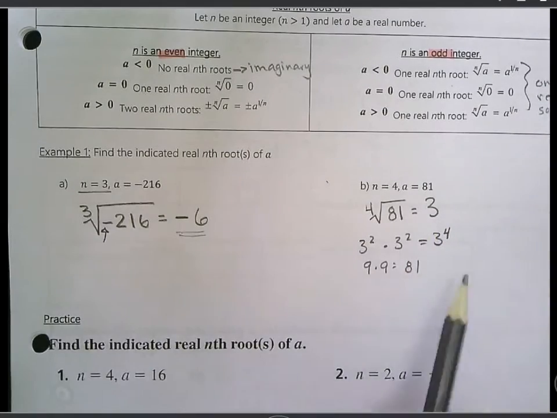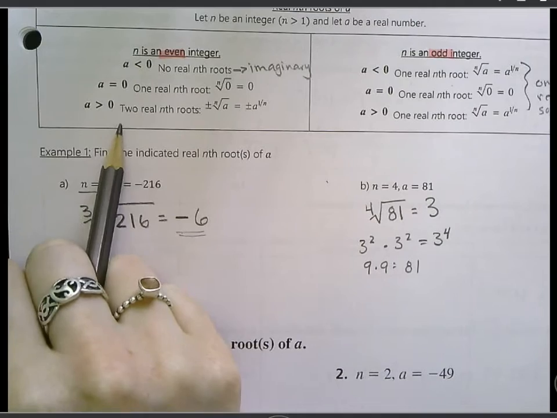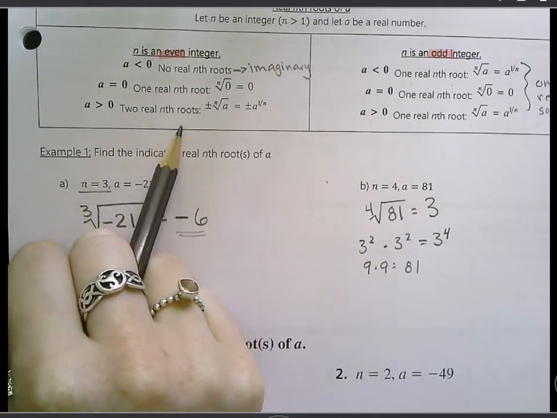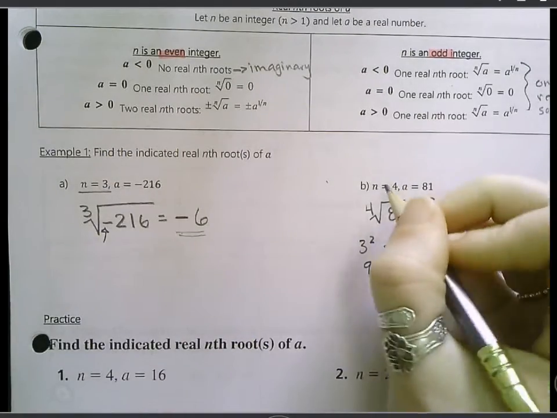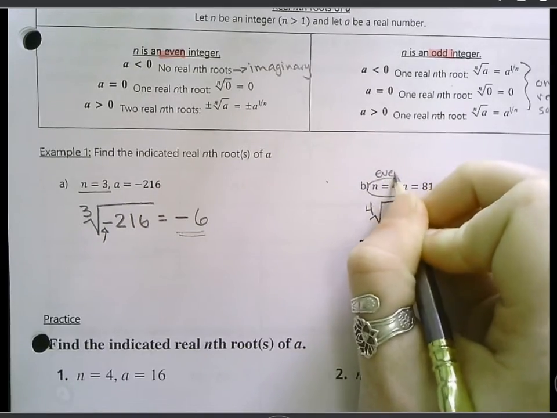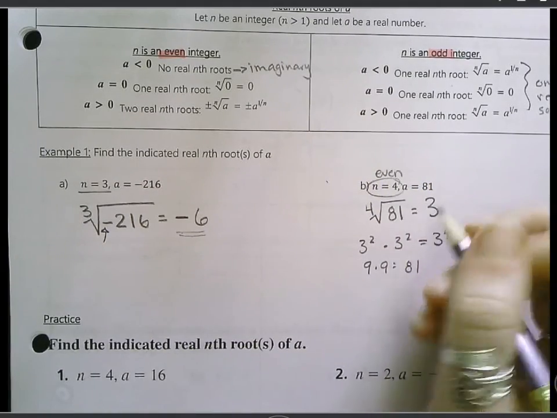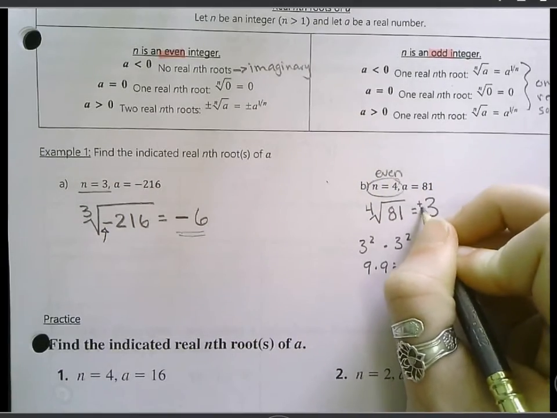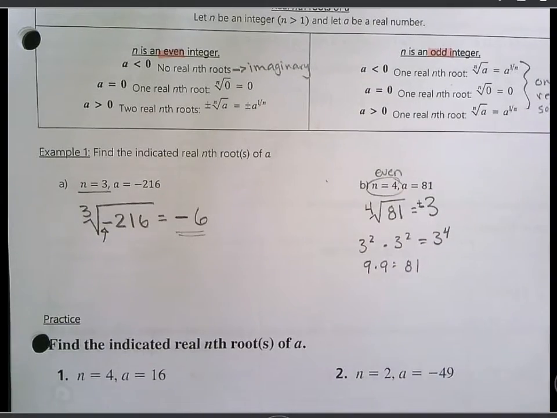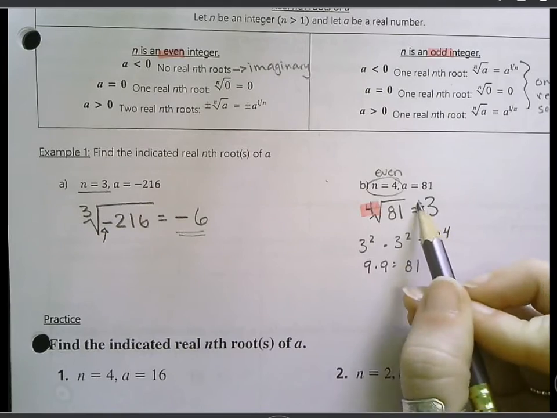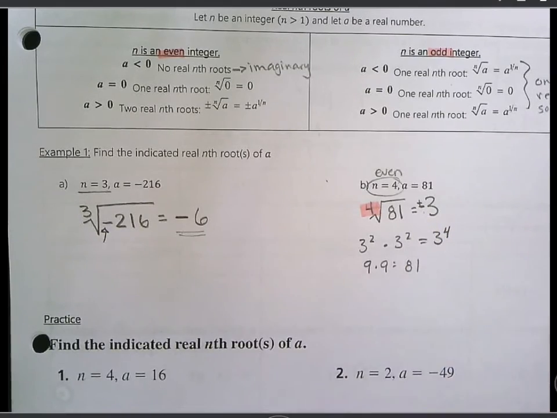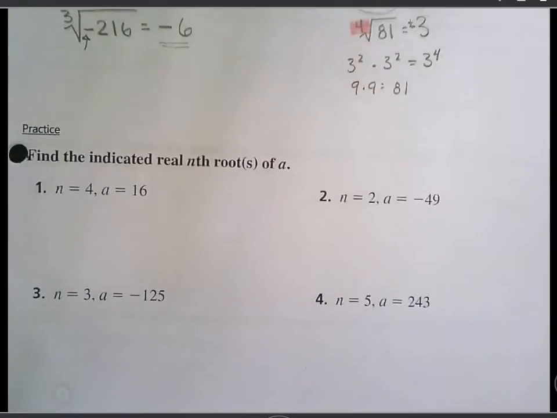Now, it says over here that if our a is greater than 0, we should have 2 real nth roots when our n is even. Well, our n here is even. So instead of just 3, it's also plus or minus 3. So anytime this value we see here is an even number, we'll have 2 solutions, the positive and the negative. You should complete the practice problems down below now.